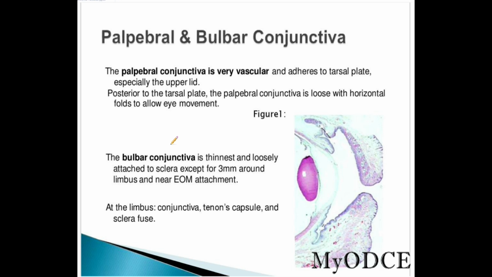So the bulbar conjunctiva is the thinnest and loosely attached to the sclera except for 3 millimeters around the limbus and near the extraocular muscle attachments. At the limbus, the conjunctiva, Tenon's capsule, and the sclera fuse. This is significant clinically because ophthalmologists in surgery will use that area of the conjunctiva to manipulate eye movement.